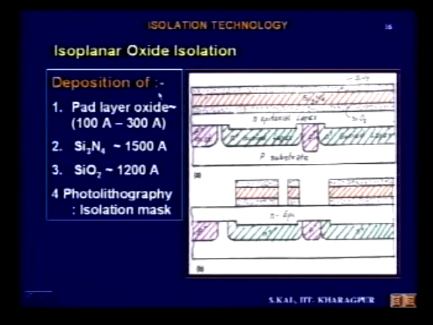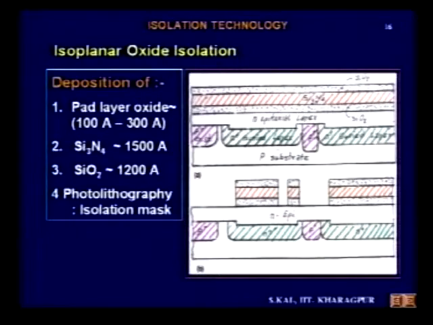This is very important. Why do we use the pad layer? Why is the silicon nitride layer required at all? And why do we require the top silicon dioxide layer? Is the requirement of the three layers clear? The pad layer I have discussed: prevention of defect formation and prevention of the white ribbon effect, the Kooi effect.